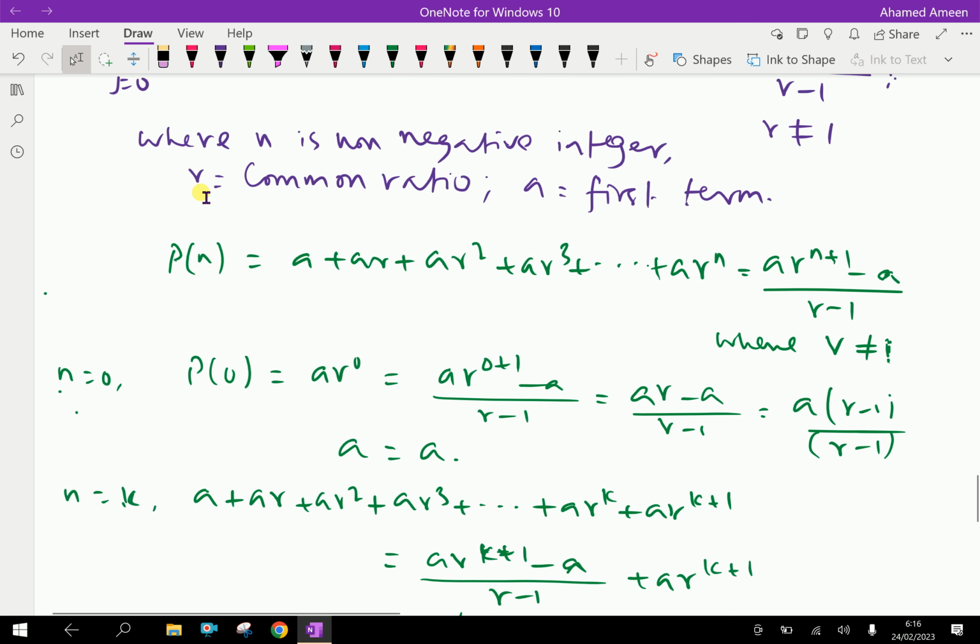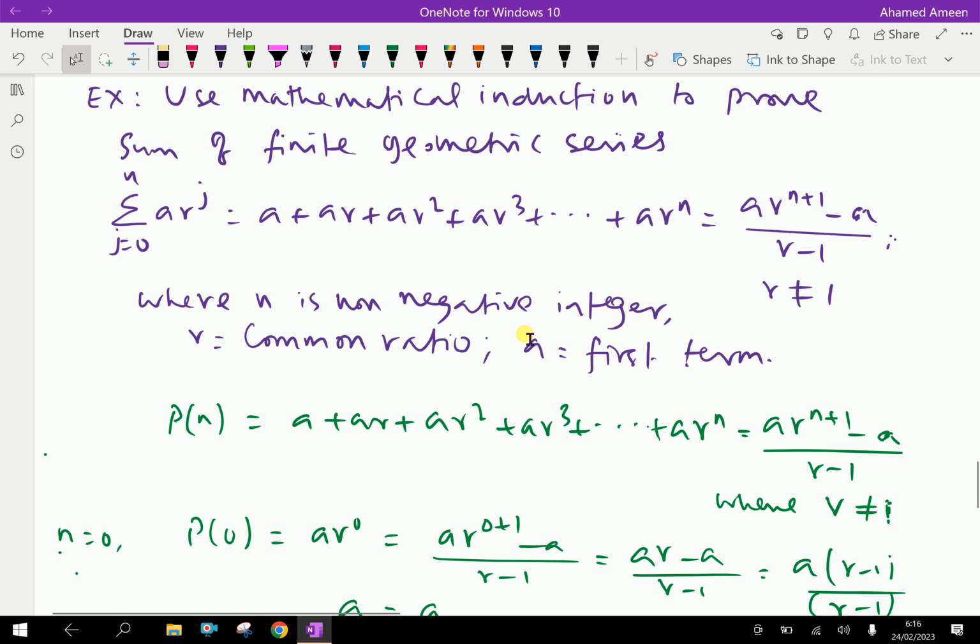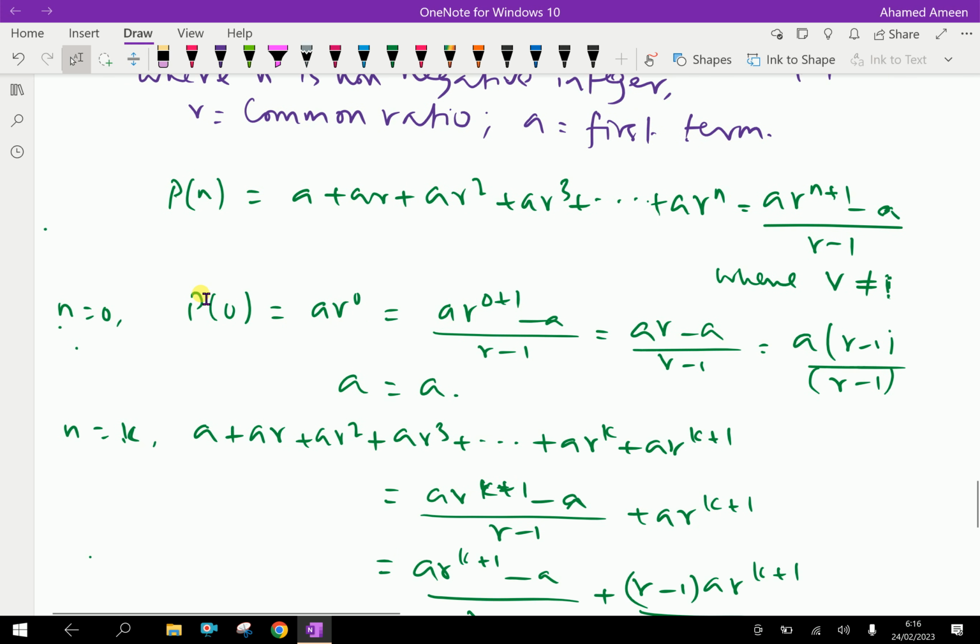Now P(n) is expressed as a plus ar plus ar squared plus ar cubed plus dot dot dot ar^n, which is equal to (a r^(n+1) minus a) over (r minus 1). We are expressing this once more here in terms of P(n).